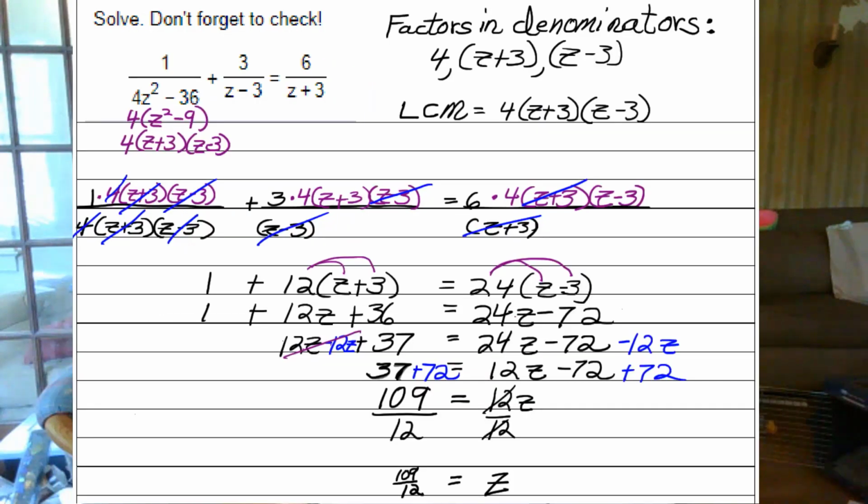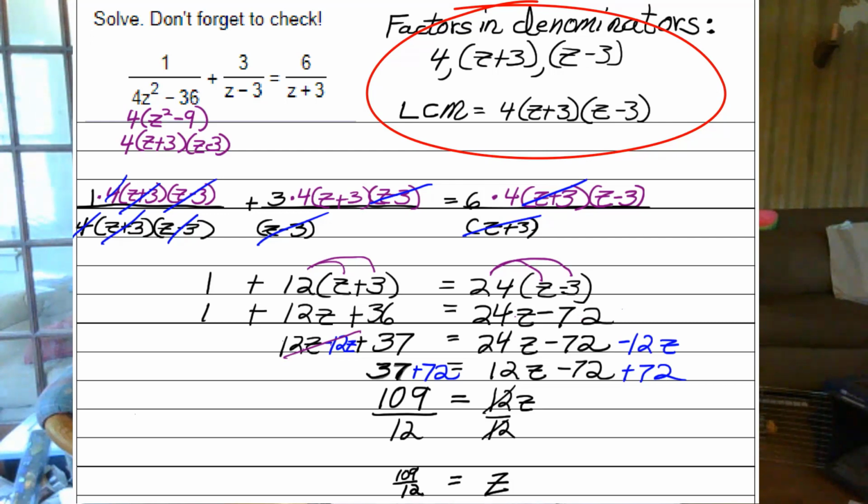Okay, you factor first so you'll know how to construct your LCM. I have a z minus 3 and a z plus 3, and I have a 4 that goes into 36. So 4 times z squared minus 9 will be 4 times z plus 3 times z minus 3. So the factors that make up my denominators are 4 and z plus 3 and z minus 3. And to form my LCM, all I do is multiply these 3 factors.